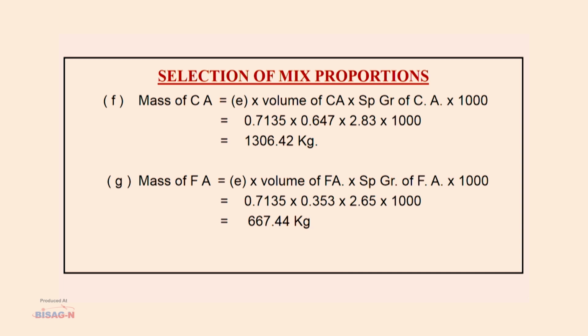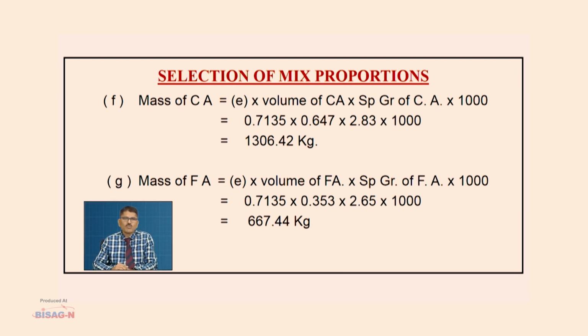Mass of coarse aggregates. We know that the volume of coarse and fine aggregates together is 0.7135 cubic meters, and with this we know that the percentage of coarse aggregates is 0.647, which we already determined earlier. With the specific gravity of 2.83, it comes to 1306.42 kg. Mass of fine aggregates. The volume of fine aggregates will be 0.353 of the total all-in aggregates. With the specific gravity of 2.65, it comes to 667.44 kg.